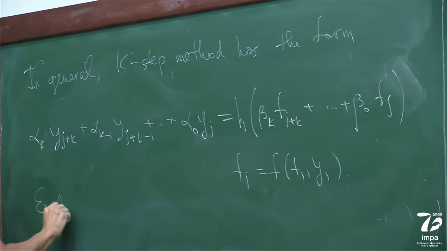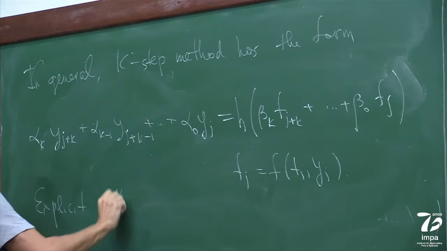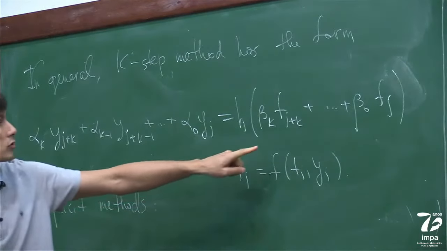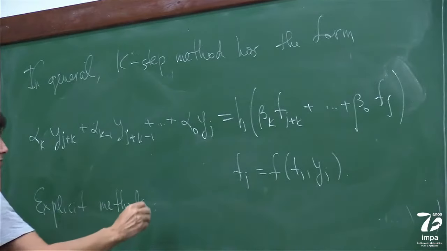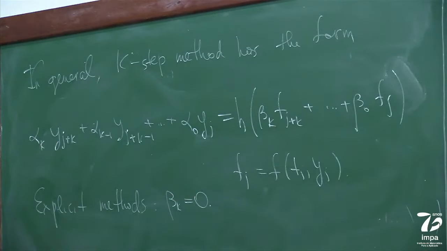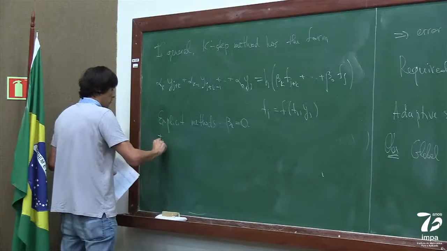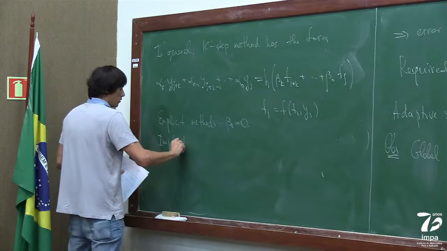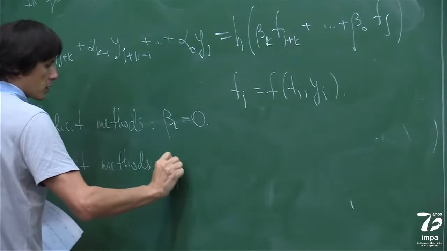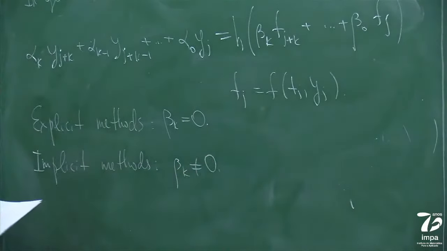and implicit. An explicit method is when you can directly resolve it with respect to the new value. It means that it should not appear on the right side. So an explicit method corresponds to the case when beta k is 0. In that case, there is no need to solve nonlinear equations, because the new value that you compute is here. An implicit method is the opposite case.